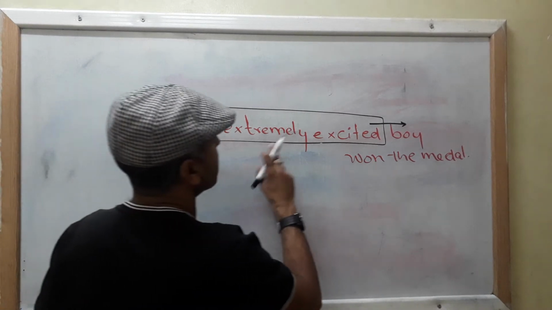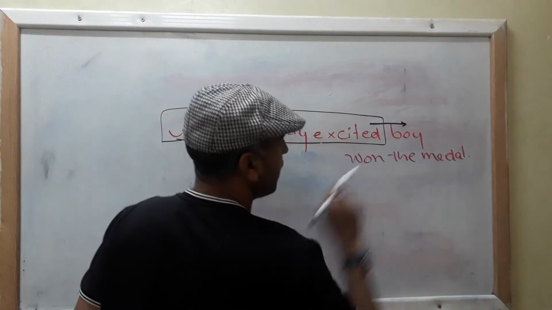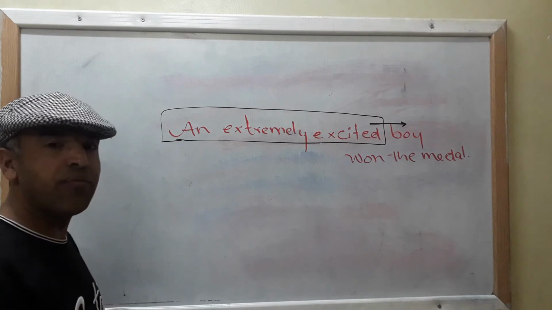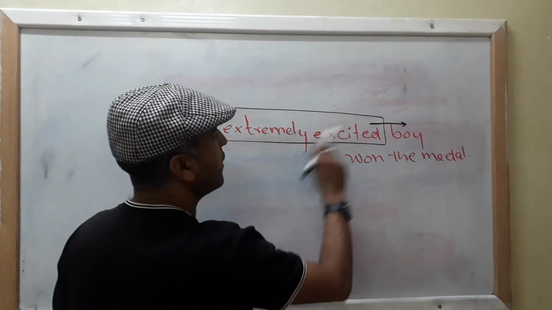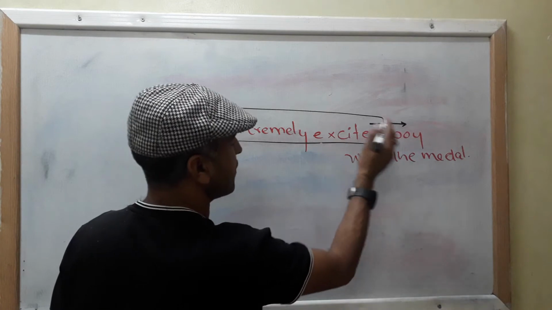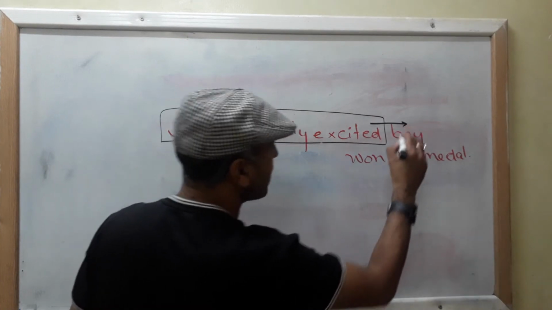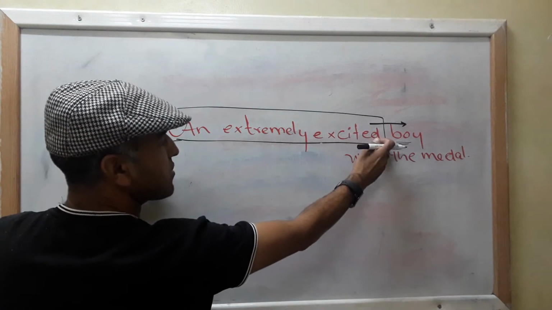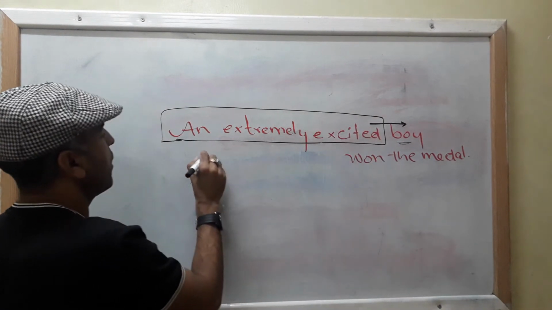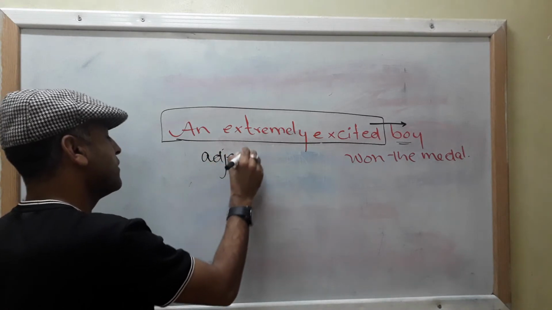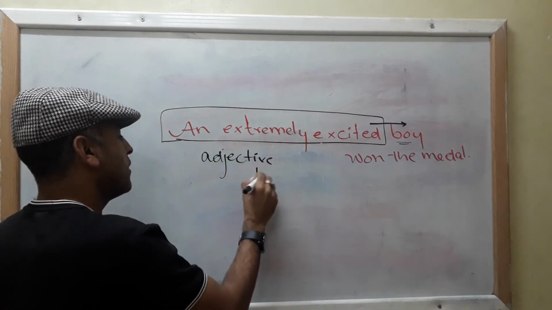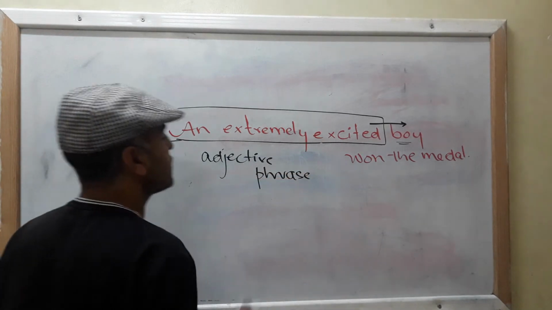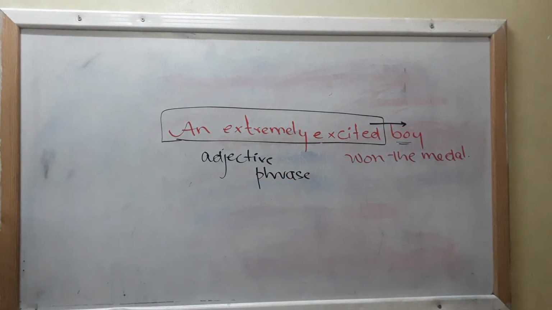Clear? An extremely excited boy won the medal. If we ask what type of boy, an extremely excited boy. So this boy is your noun and this group of words, coming at the start of the sentence, is your adjective phrase. Why is it so? Because it is telling you more about your noun, that is, boy.